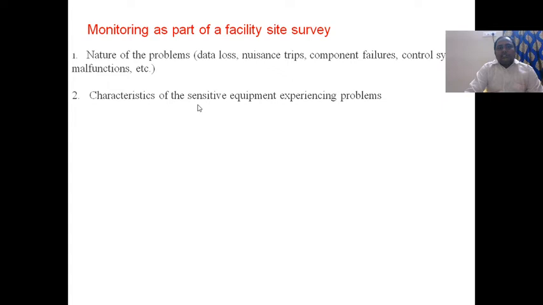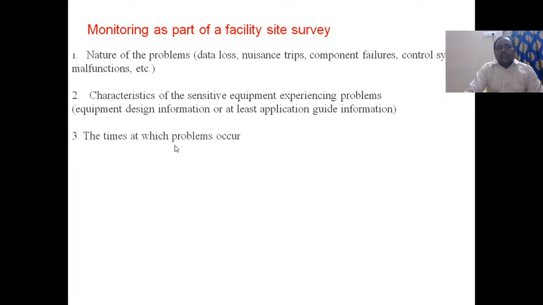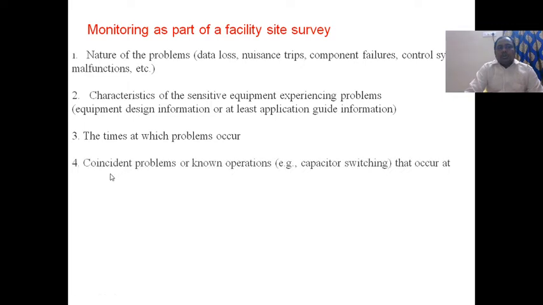Second one, characteristics of sensitive equipment experiencing problems. That is, equipment design information or at least application guide information. The time at which problems occur. Coincident problems are known as operating. Example, capacitor switching that occurs at the same time.